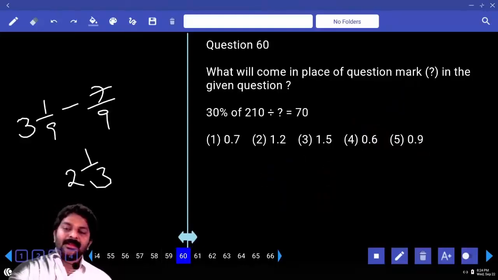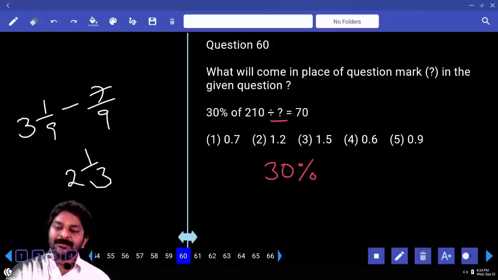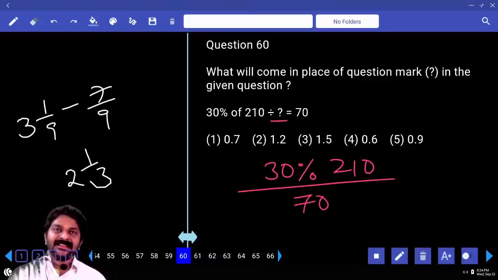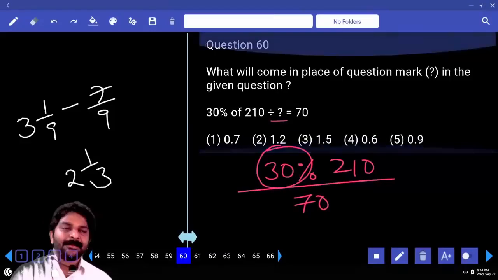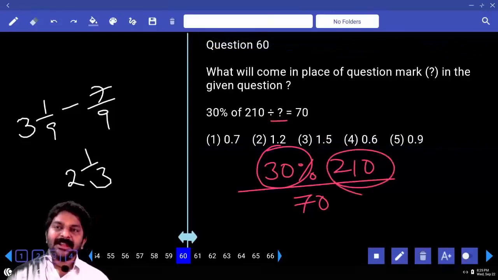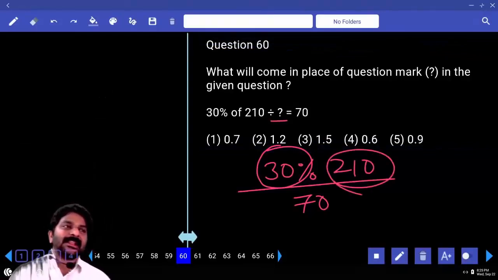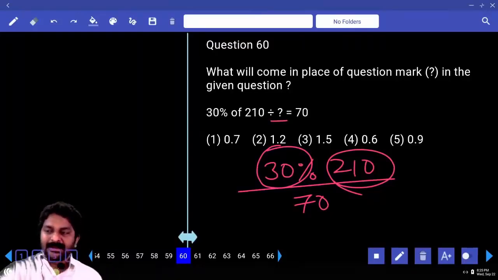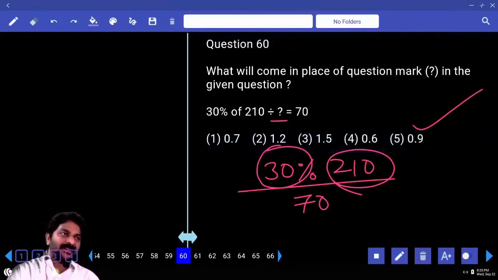Next. Divided by x goes to the right hand side. So you'll have 30 percent of 210 divided by 70. Is it clear? This is a 3 multiple. This is also a 3 multiple. So the total numerator is a 9 multiple. But in the denominator you don't have a 9 multiple, not even a 3 multiple. So the answer must be a 9 multiple. Only one option, fifth option final.